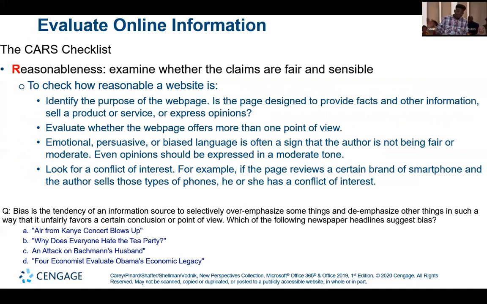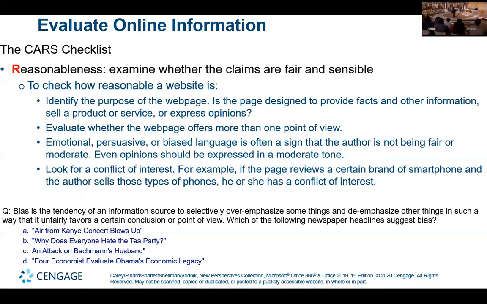The next one in the list of CARS is R, reasonableness. All right. Examine whether the claims are fair and sensible. To check how reasonable a website is, identify the purpose of the web page. Is the page designed to provide facts and other information, sell a product or services, or express opinions? Evaluate whether the web page offers more than one point of view. Typically, you want to see that they do mention more than just one point. If it doesn't, then you know that that's going to be a biased site.